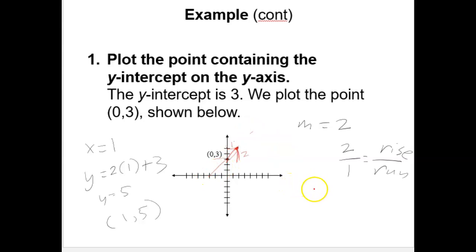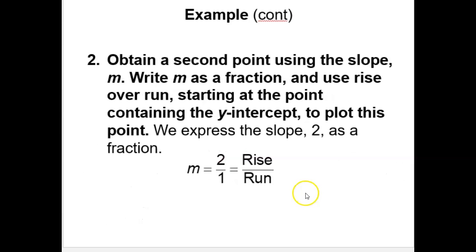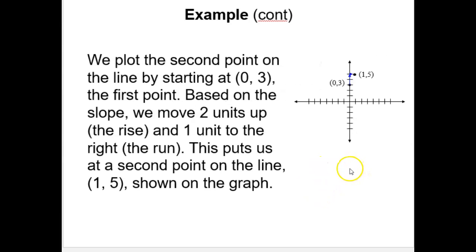Let's take a look at the next slide to take another look at that. So here we are. We graph our point (0, 3). Then we look at our slope and write it as a rise over a run. The slope originally was just a 2, but that's 2 over 1, so the rise is 2 and the run is 1. That means every time you go up 2, you go to the right 1.